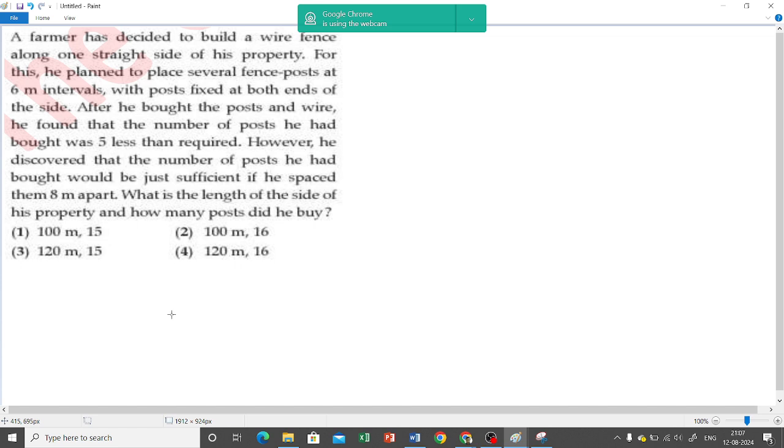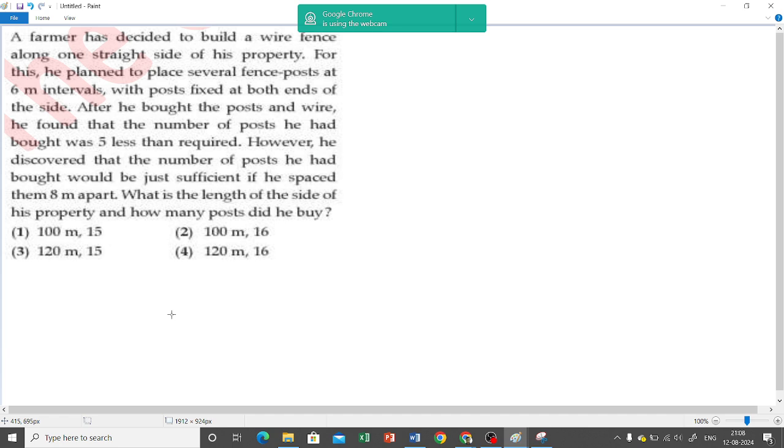Supratim, Niraj, what do you think? What do you think? Are you able to do this sum? I'm thinking, sir, how to proceed. Okay. Okay, fine.